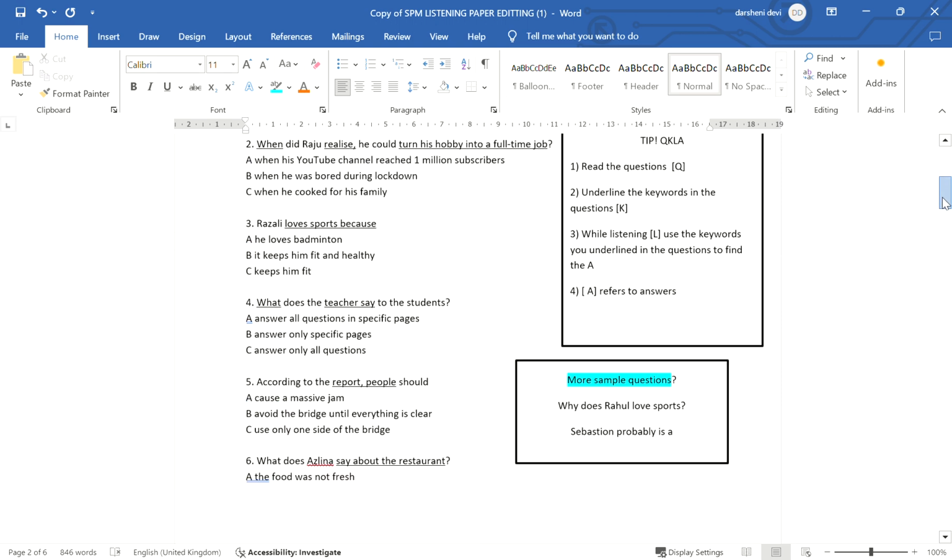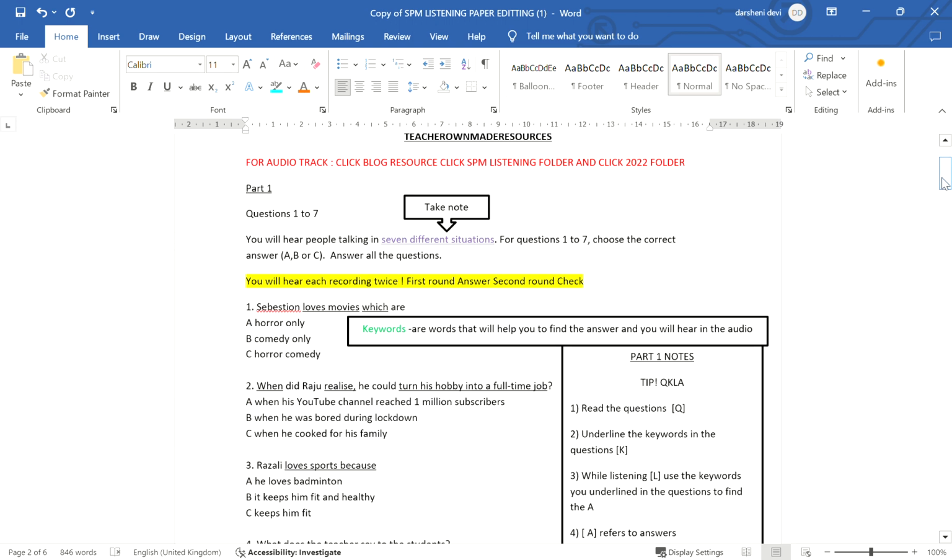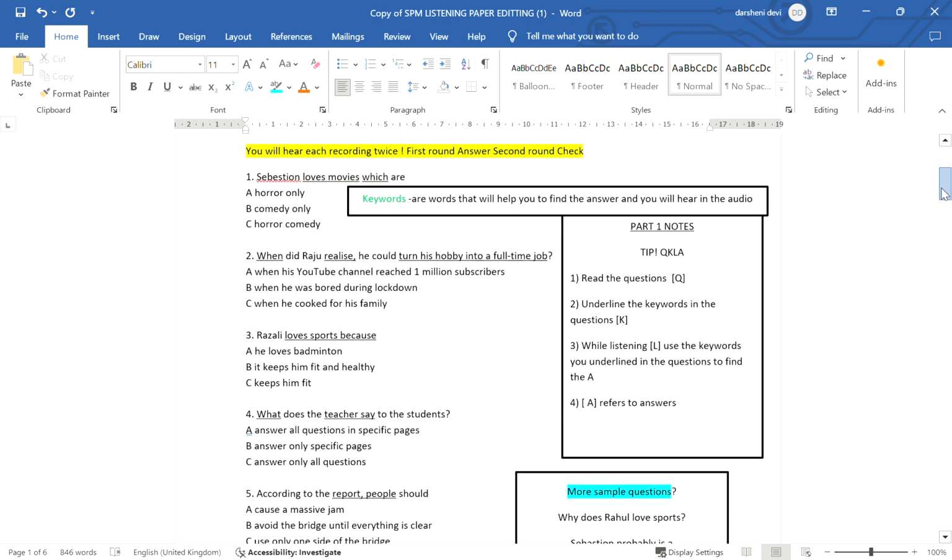When you listen to the audio, they will say, okay, now it's question number 1, then question number 2, question number 3, question number 4, question number 5, question number 6, question number 7. So the best way for you is just follow according to the audio. If the audio says question number 1, focus on question number 1. If the audio says question number 2, focus only on question number 2. Just gradually follow according to the audio.